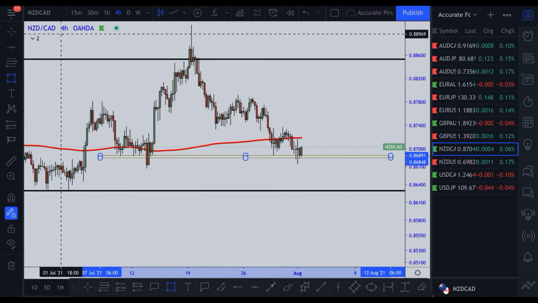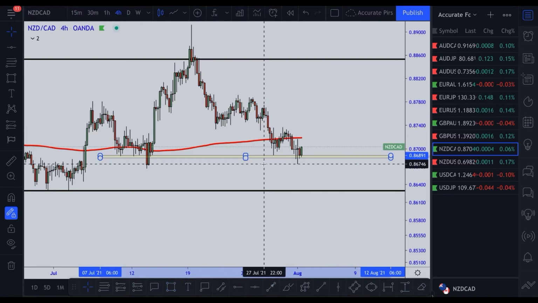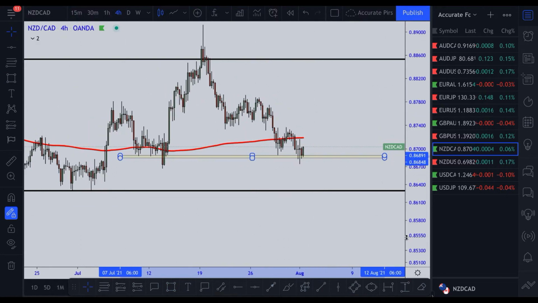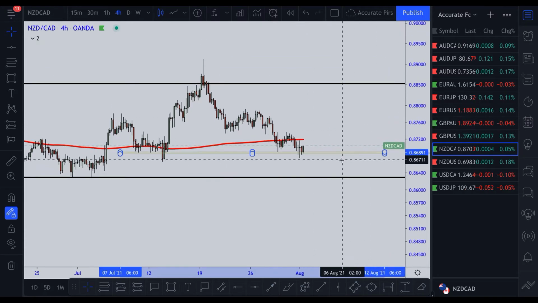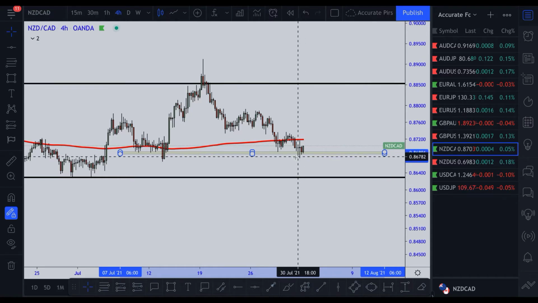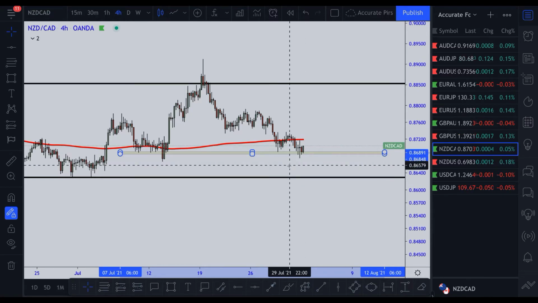But as you can see, look, this nice temporary support level happening on NZDCAD. So yeah, I'm going to be looking to take a buy position on NZDCAD, probably later on, as soon as this 4-hour candlestick closes. If it closes like this, then I'm gonna take a buy trade on NZDCAD. A nice candlestick reversal pattern right there on this temporary support level. So yeah, that's a setup there for NZDCAD.